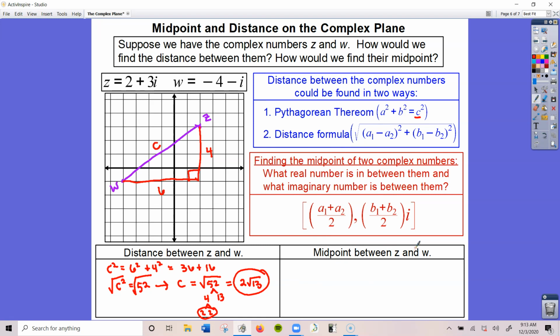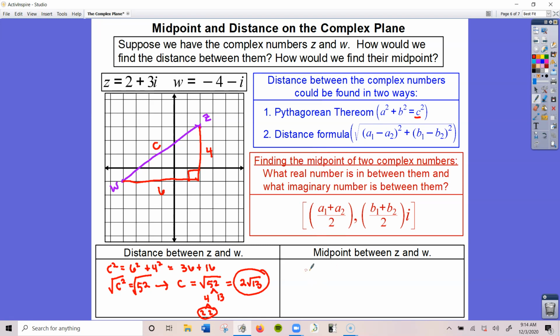Now to find the midpoint, you're trying to find the middle of these two complex numbers. And how you do that, if you're trying to find the middle, that means that you're trying to basically find the average of these 2 points. So what that means is that you take both of the real parts, divide by 2 so you can get the middle. Take both of the imaginary parts, divide by 2, and that would also give you the middle, and that would be your complex number.